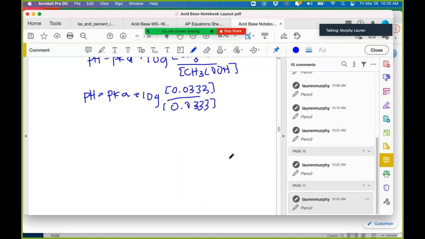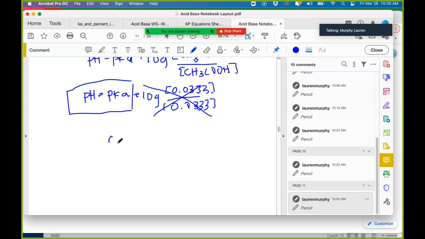There is a reason I specifically did this volume. 0.033 divided by 0.033 is 1, and the log of 1 is 0. This is a special point in the titration where the pH equals the pKa. And this happens in every weak-strong titration at a specific point.